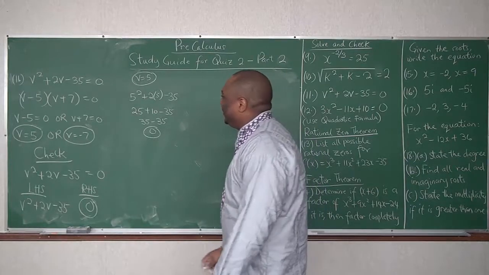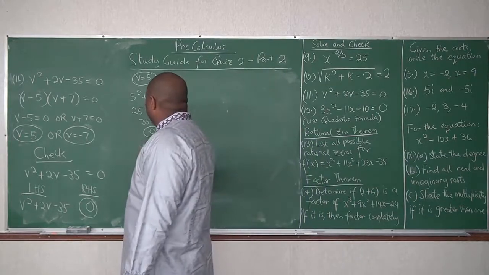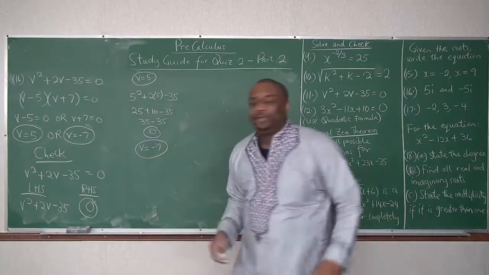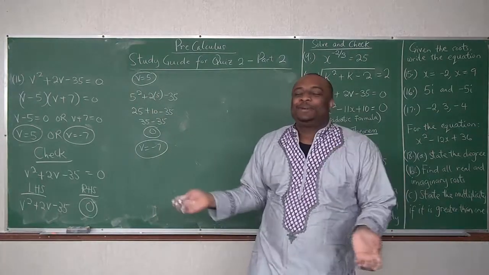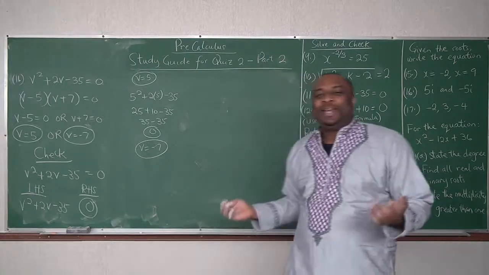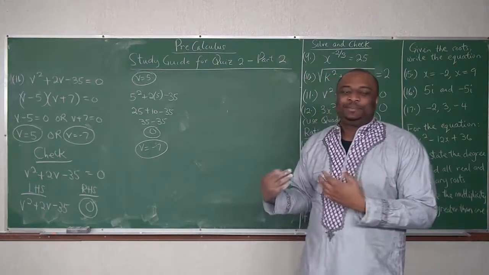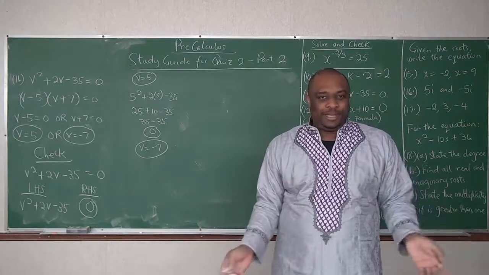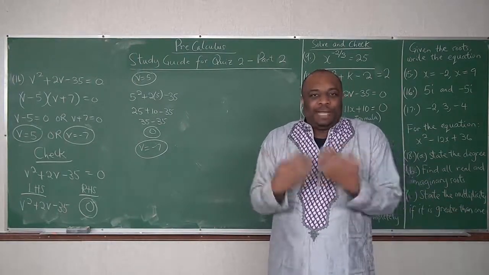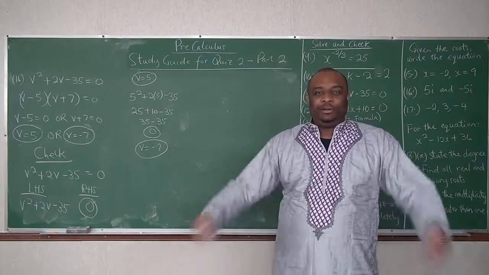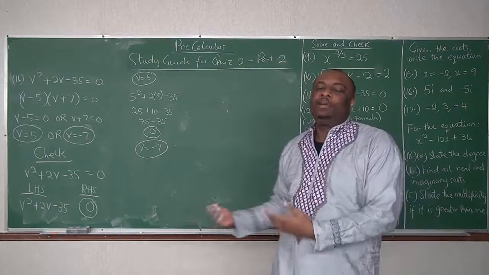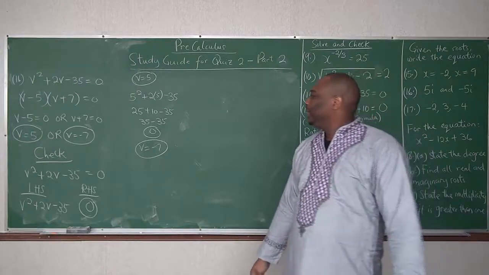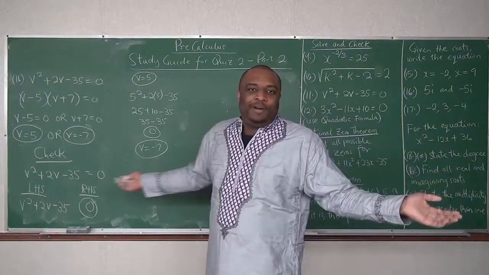Then we do for v equal to negative 7. One nice thing about equations is that you check to see whether you're correct. You know right away whether you're correct or incorrect by checking your solution. And if you're correct, you do what?